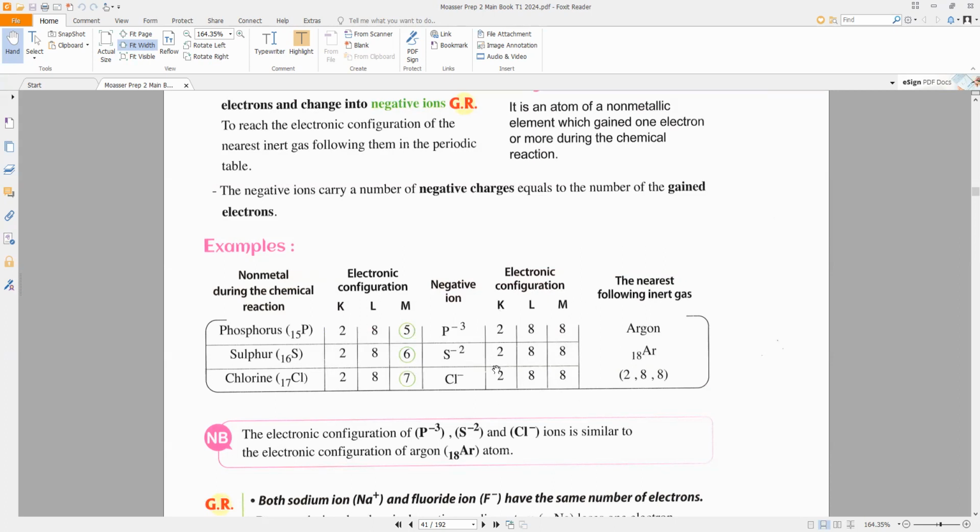And all of them have the electronic configuration of argon, and argon is located in the period after them in the modern periodic table. So phosphorus, sulfur, and chlorine have the electronic configuration of the nearest noble gas, which is argon, in the following period.